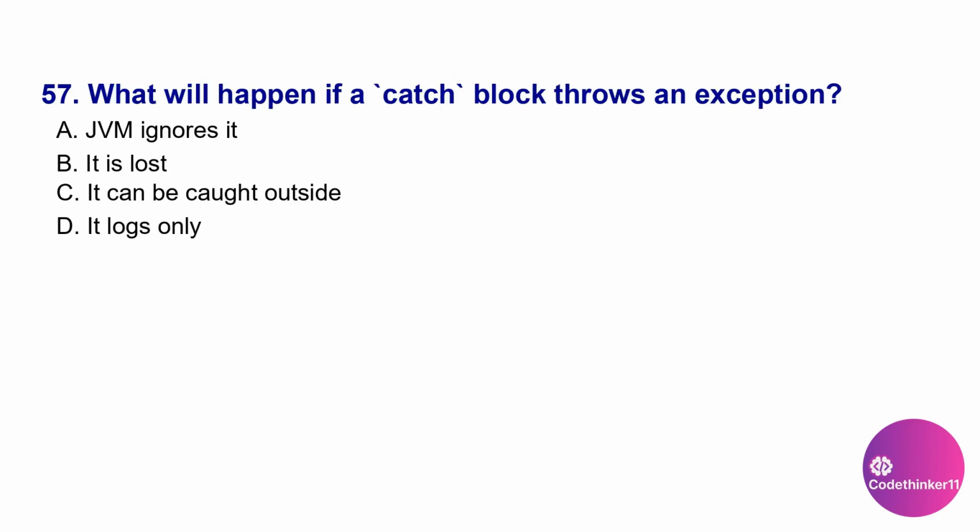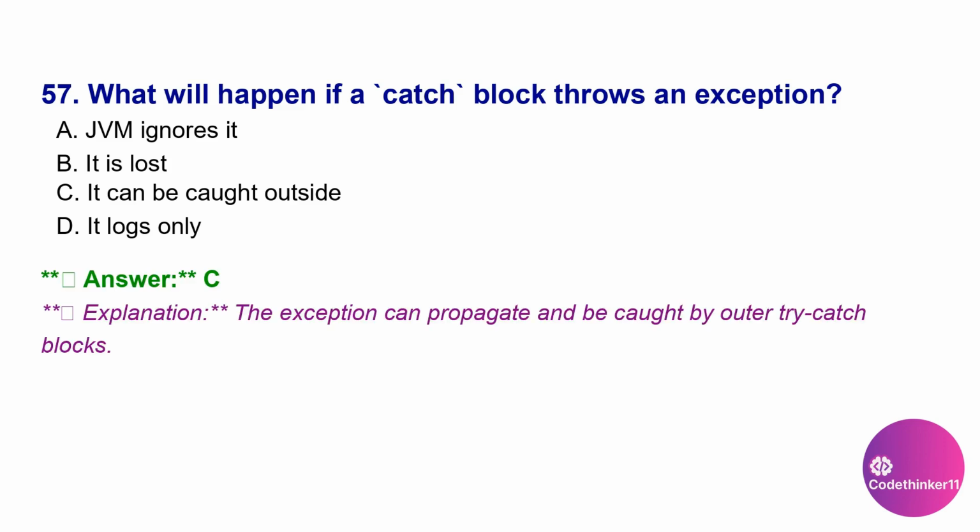Question 57. What will happen if a catch block throws an exception? Option A. JVM ignores it. Option B. It is lost. Option C. It can be caught outside. Option D. It logs only. The correct answer is option C. Explanation. The exception can propagate and be caught by outer try-catch blocks.